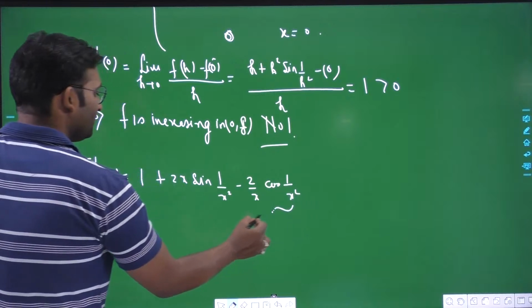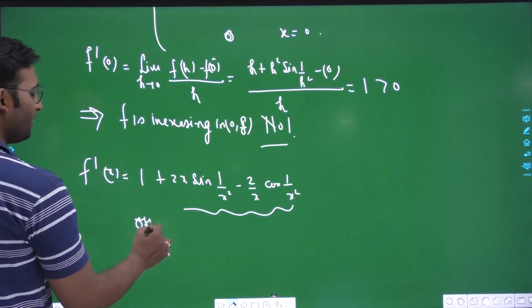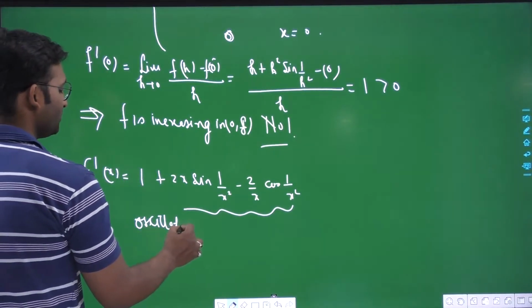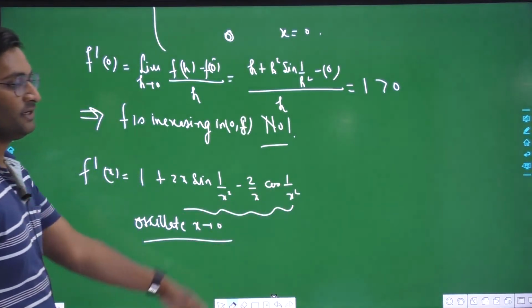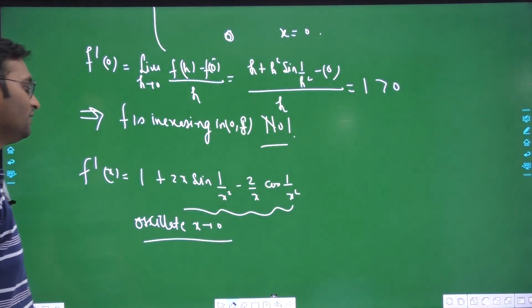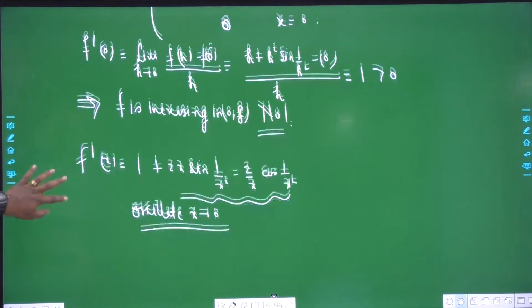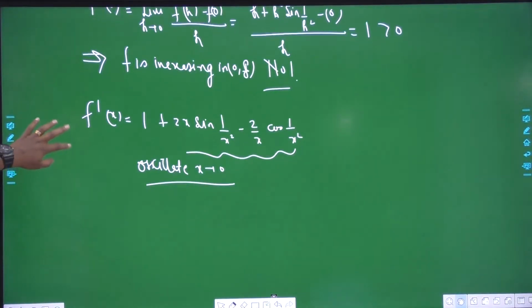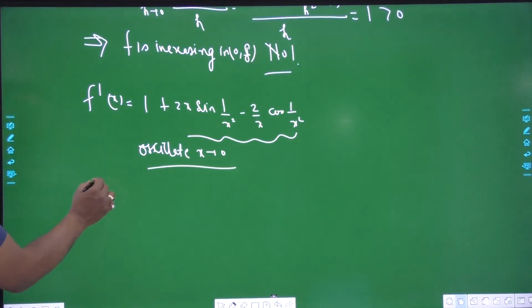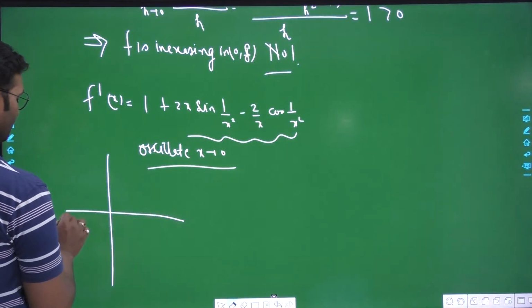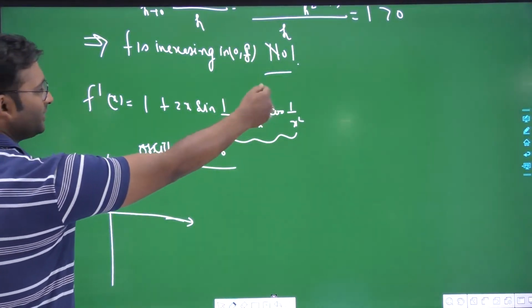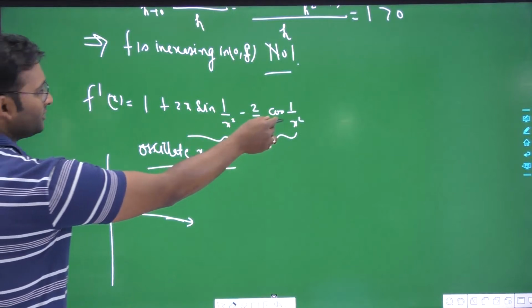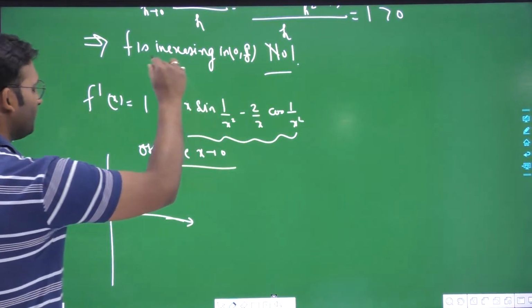And clearly these functions will oscillate towards the origin. So as x tends to 0, this particular thing will go towards infinity. Cos will oscillate between -1 and 1, and this also oscillates between -1 and 1. So I can clearly see that as x tends to 0, this particular thing will oscillate between -infinity and +infinity. Sorry, this particular thing will oscillate and this particular thing will also oscillate.